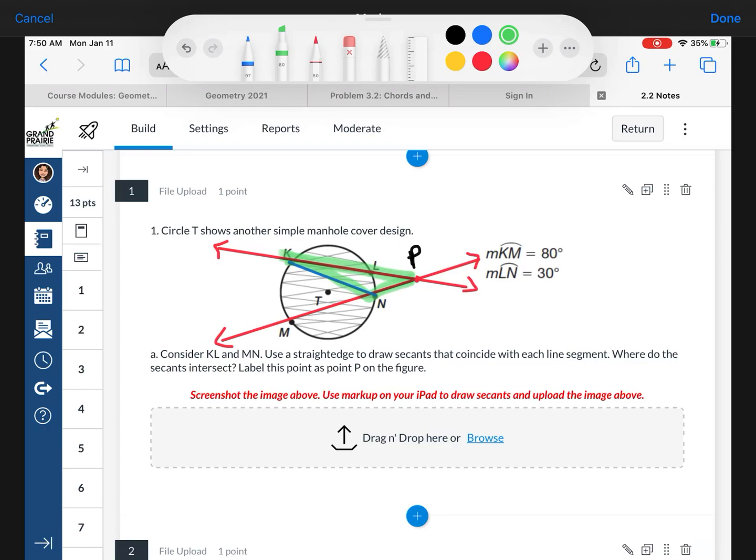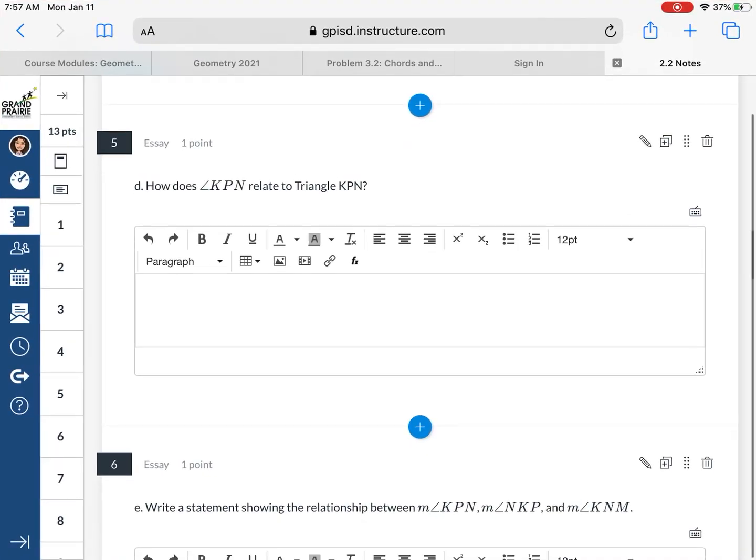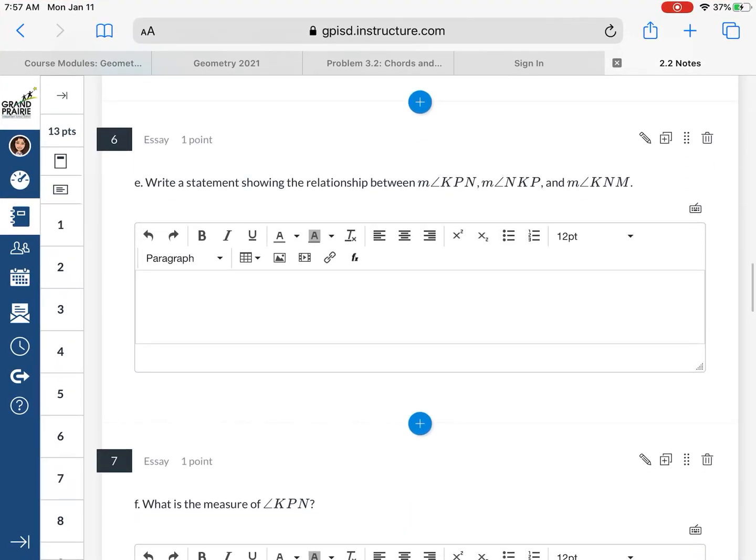So how does angle KPN relate to the triangle KPN? Let me just highlight the angle here. This angle KPN, how does it relate to this triangle? Well, the only thing I can think of is that it's inside the triangle. It's one of the interior angles inside that triangle. So you can go ahead and type that in.